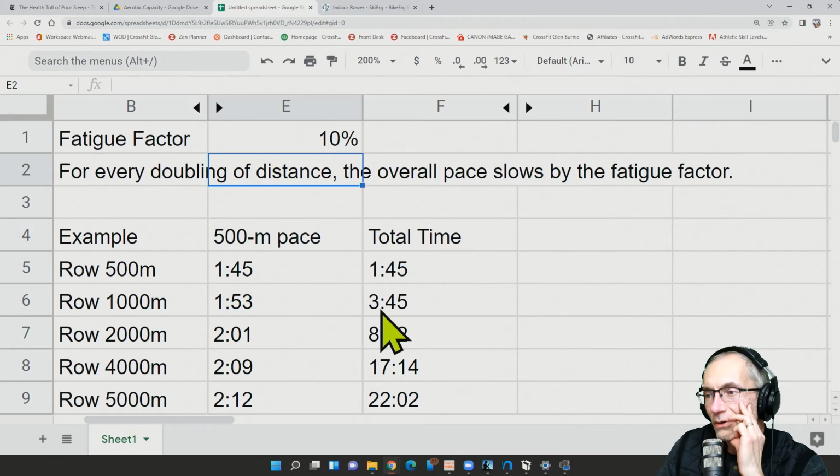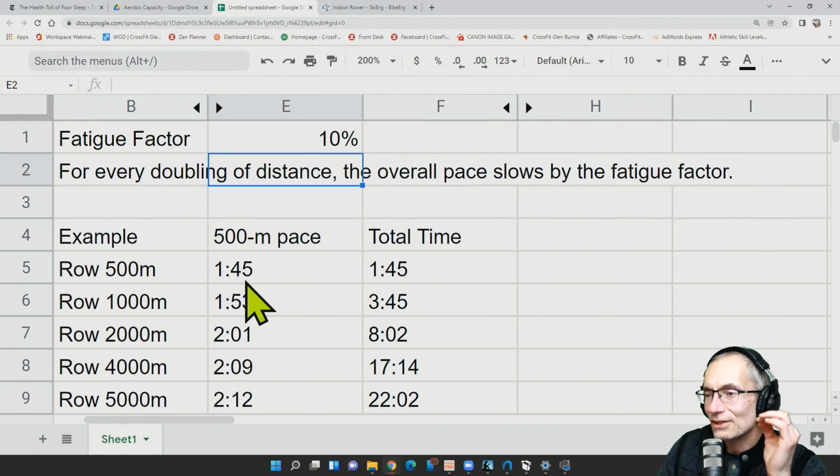Have you tried to row your fastest 1K time? Compare these numbers here, and you'll be able to kind of dial in what your fatigue factor is. You can also run a test where you do a short distance like a 500 meter row and a 2,000 meter row, and then you can calculate precisely what your fatigue factor is, and you can use that to dial it in.